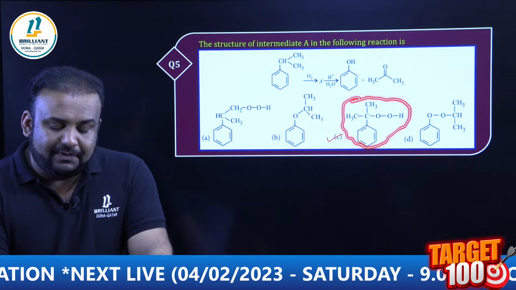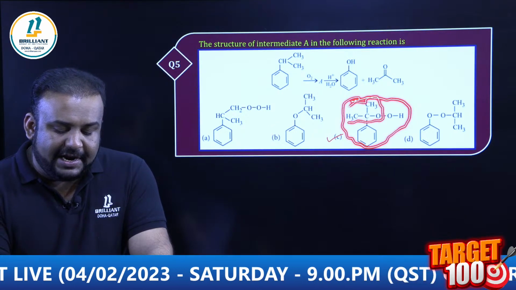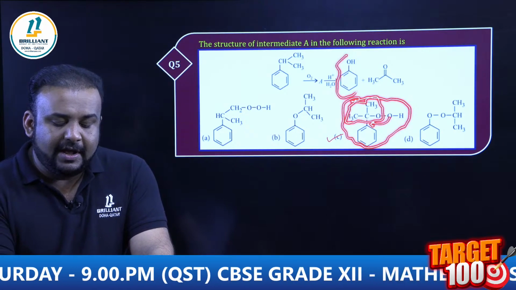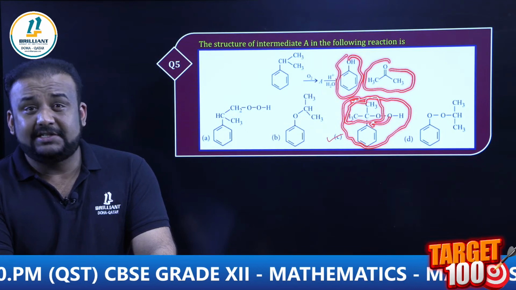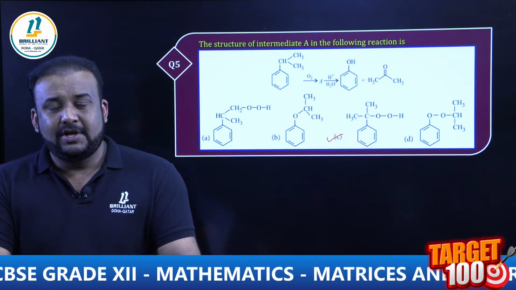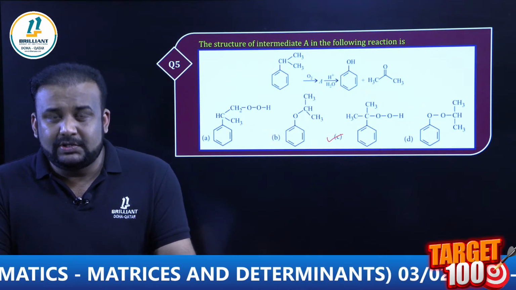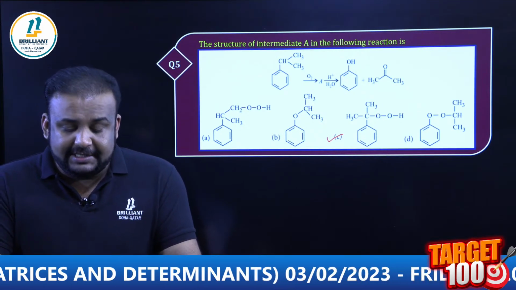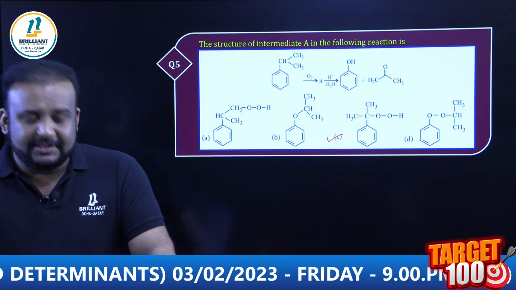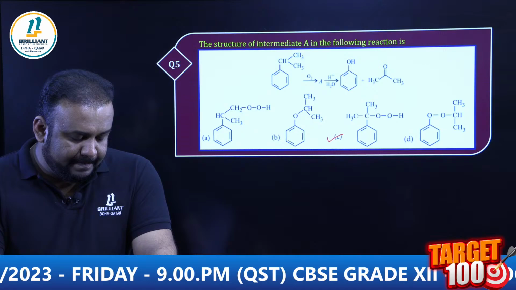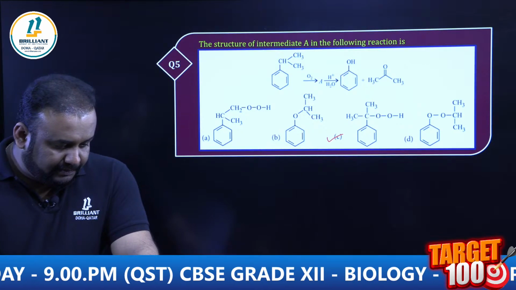And when you hydrolyze it, what will happen? This will be eliminated as acetone, and the OH group will be attached to benzene, and you are going to get phenol and acetone. And this is one of the most important industrially useful reactions, because both the products are very useful, or they have great significance in chemical industries. Right. So let's move on to the next question. Yes, Siddharth, very good.